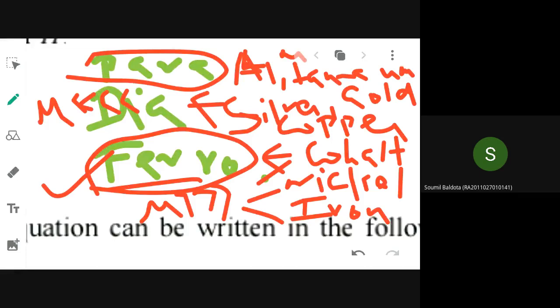If you see diamagnetic, what are the examples? Copper, silver, gold, carbon, everything will come under dia. If you keep these dia materials in an external magnetic field, they will get repelled. They will not be magnetic at all, they will get repelled. So those materials are called diamagnetic materials. Mu will be very less.